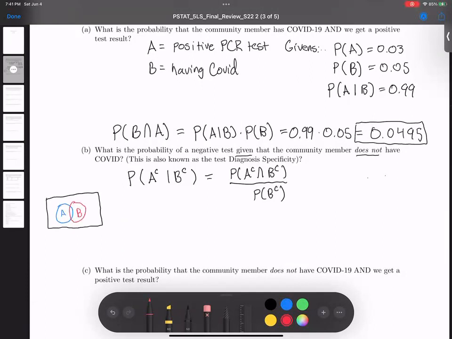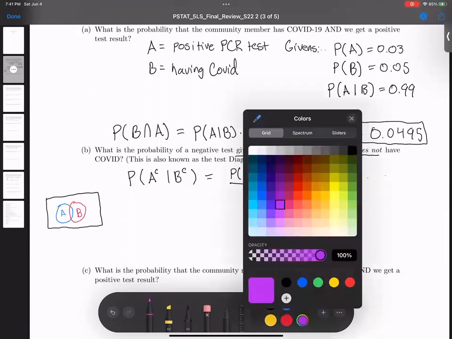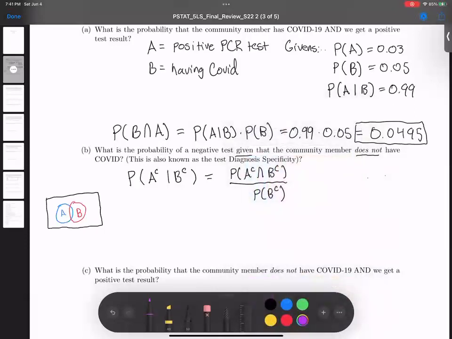Then A complement and B complement means that we're anywhere outside of A, so outside of this blue circle, and simultaneously outside of the red circle. To be outside of both circles at once means we're in this exterior white region. So this purple region is A complement and B complement.